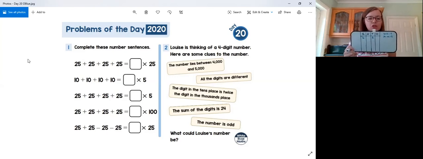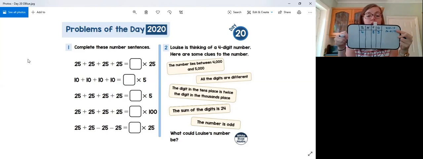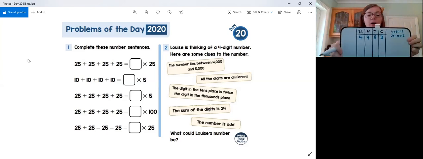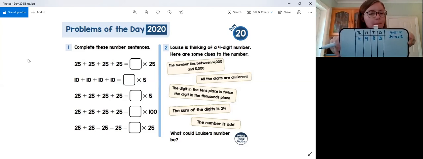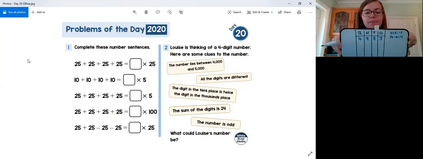What's the next odd number after 1? It's 3. Now, what would we add to 3 to make our 12? That's right, it is 9. So I have found an answer. Louise's number could be 4,983. But that is not the only answer.